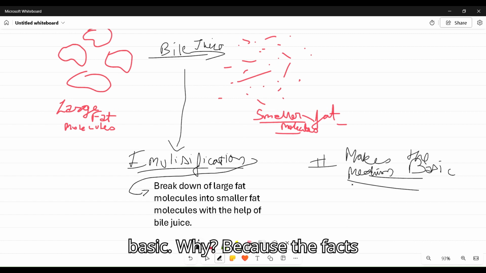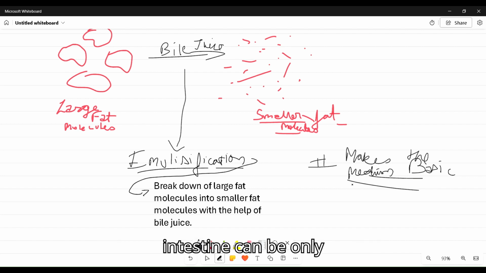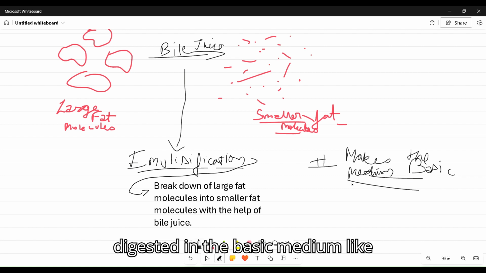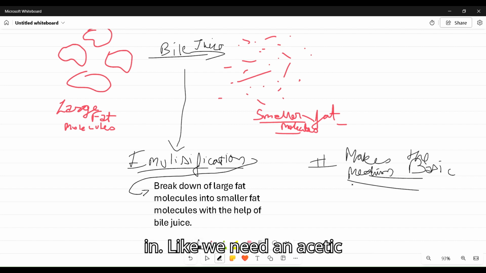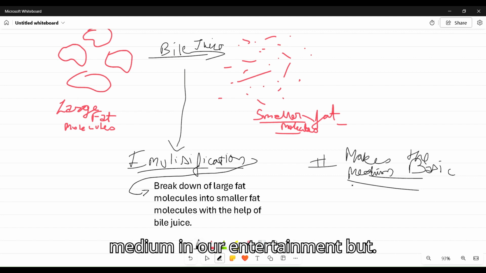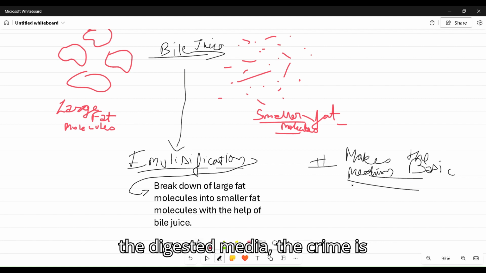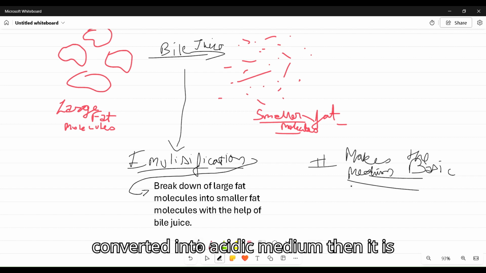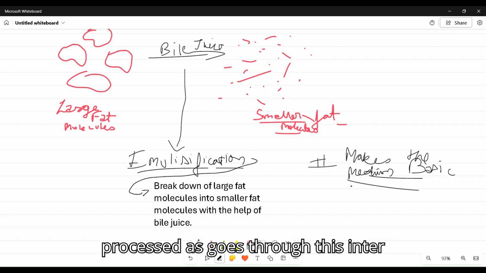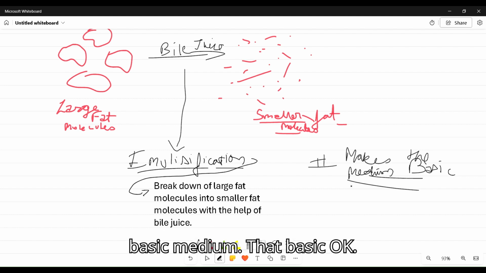Why? Because the fats which are in the intestine can only be digested in a basic medium. Like we need an acidic medium in our stomach, similarly we need a basic medium in our intestine. But the digested food, the chyme, is acidic, then it is processed and goes through the intestine. So some base is needed to convert it into a basic medium. That base is bile juice.